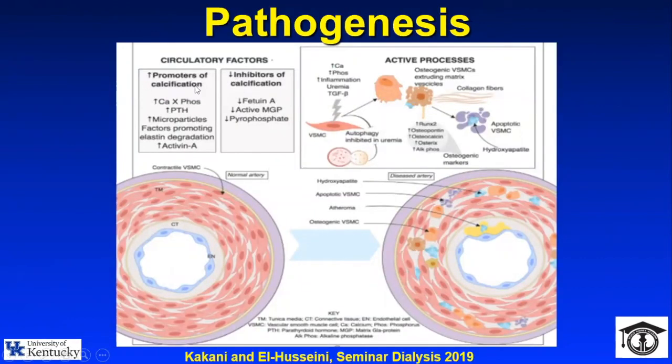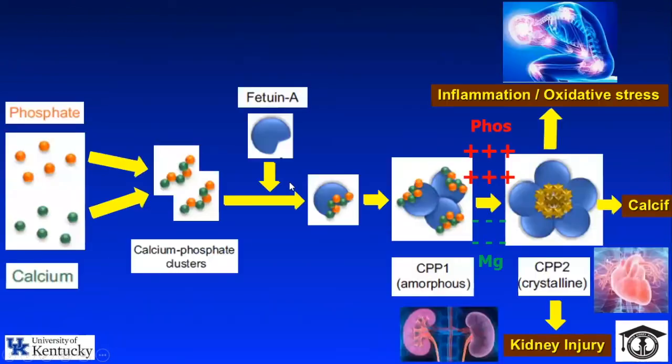There are a lot of promoters that are upregulated in our CKD patients, and a lot of cardiovascular calcification inhibitors that go down in our CKD patients. What happens is that when phosphate and calcium go up, they start to cluster and form calcium phosphate clusters, usually carried by fetuin, which is a protein. Now they form what we call calciprotein particle 1, the primary calciprotein particle, which is amorphous. It can still dissolve in the blood without inducing injury to the tissue.